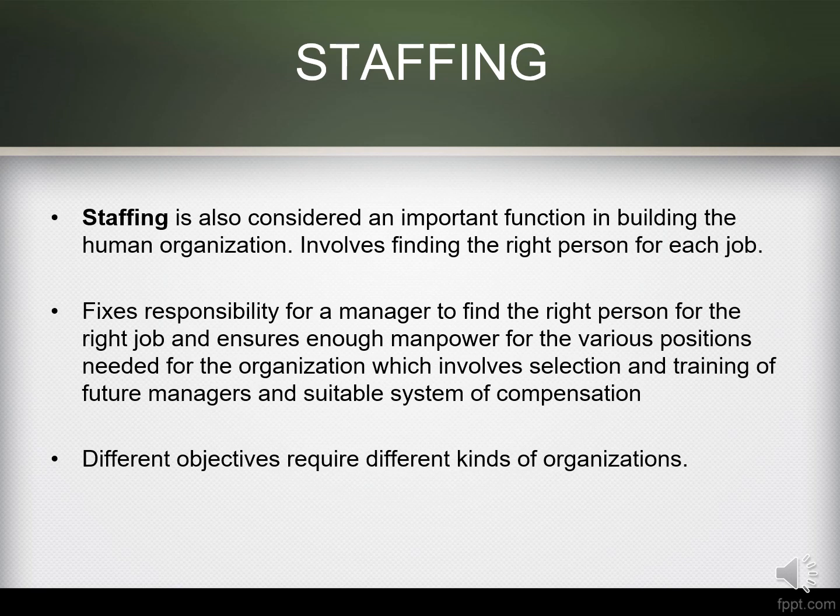Next is staffing. Staffing is nothing but choosing the right person for each job. It is an important function in building up the human organization. Once the human organization is involved in the specific work, the perfect person should be placed in it. The role should be given to a responsible person who has the knowledge of it, and it fixes the responsibility of the manager to find the right person for the right job. It also involves selection and training for future management, and suitable systems of compensation.